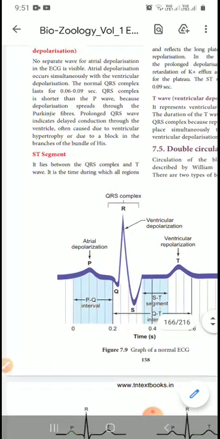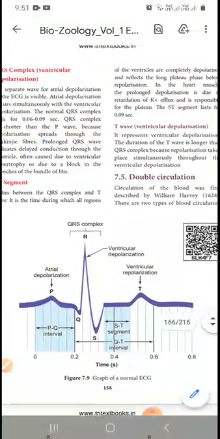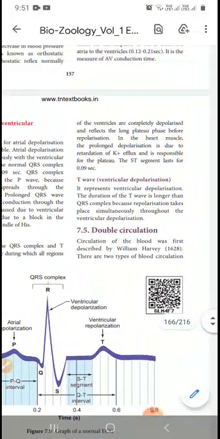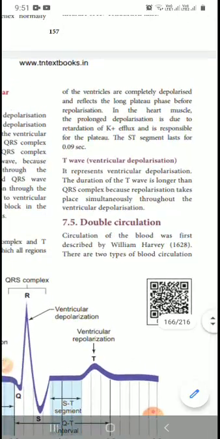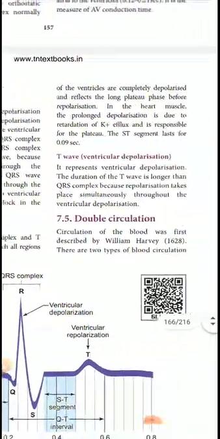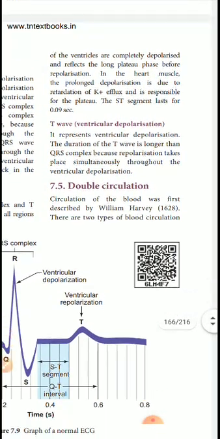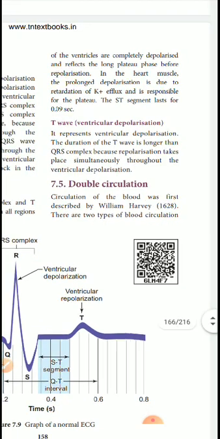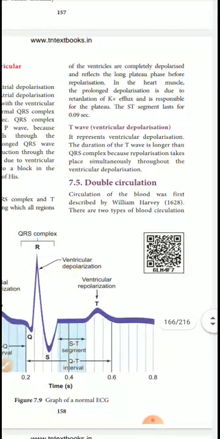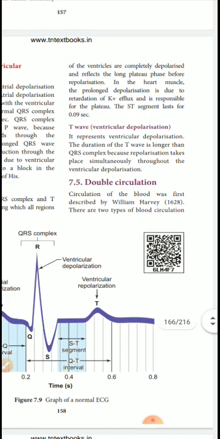Okay, it lies between the QRS complex and the T wave. It is the time during which all regions of the ventricle are depolarized. So it prolongs the heartbeat, and potassium efflux is responsible for the plateau. So the ST segment is very important. How long does it last? 0.09 seconds. Okay, you can note the 9 means 1 2 3 4, not like that. This is 0.09, so it is very minute, then it is a minus wave.